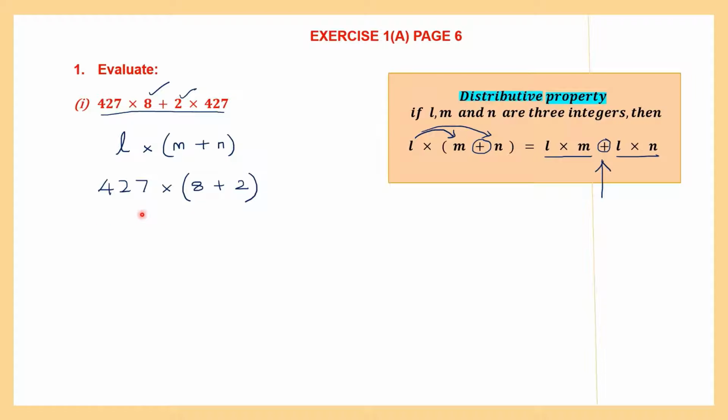Now let's evaluate this. Here we have 427 as it is, now into 8 plus 2 is 10. So now this becomes easier. 427 into 10 is 4270. So we have used the distributive property here and we have evaluated our answer. So our final answer to this question is 4270.